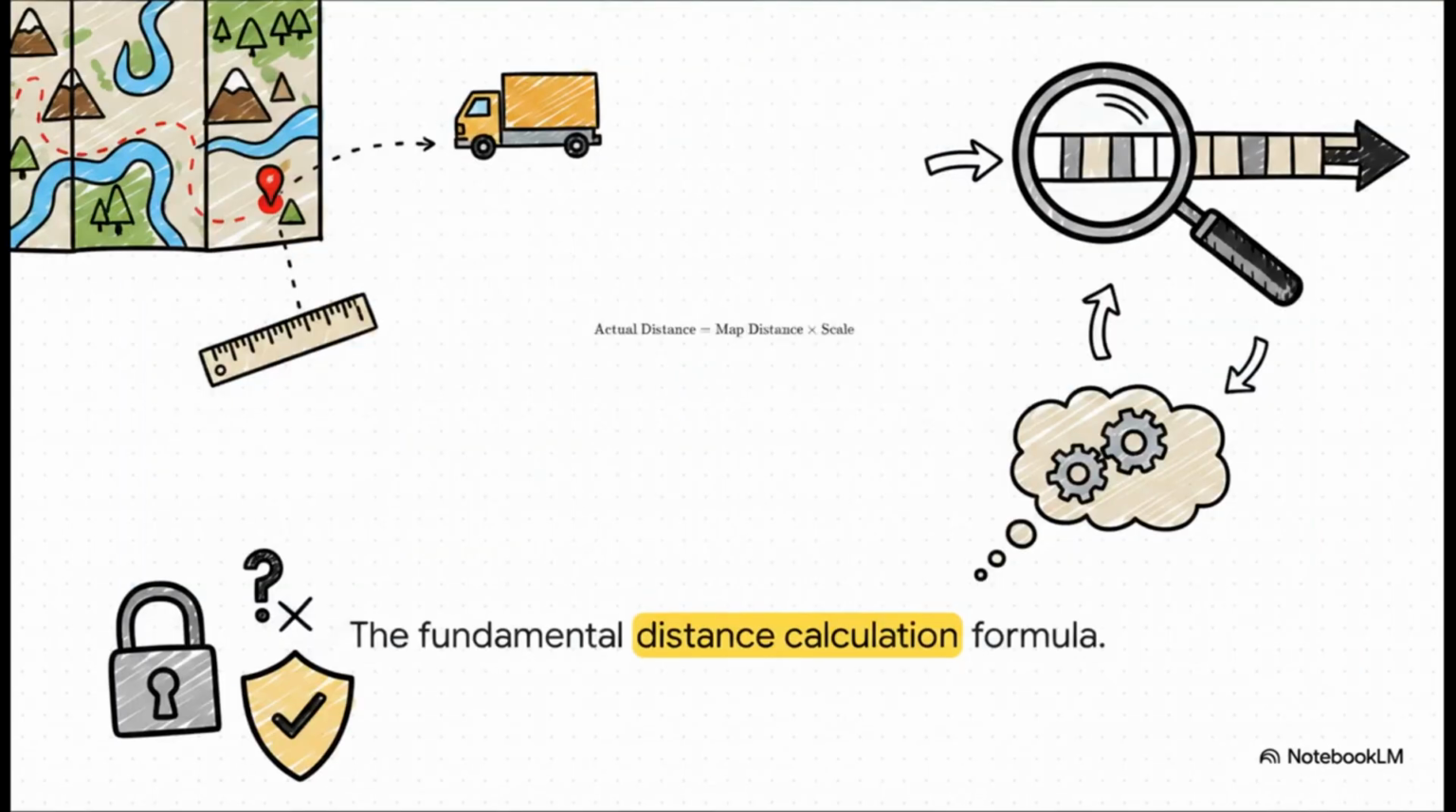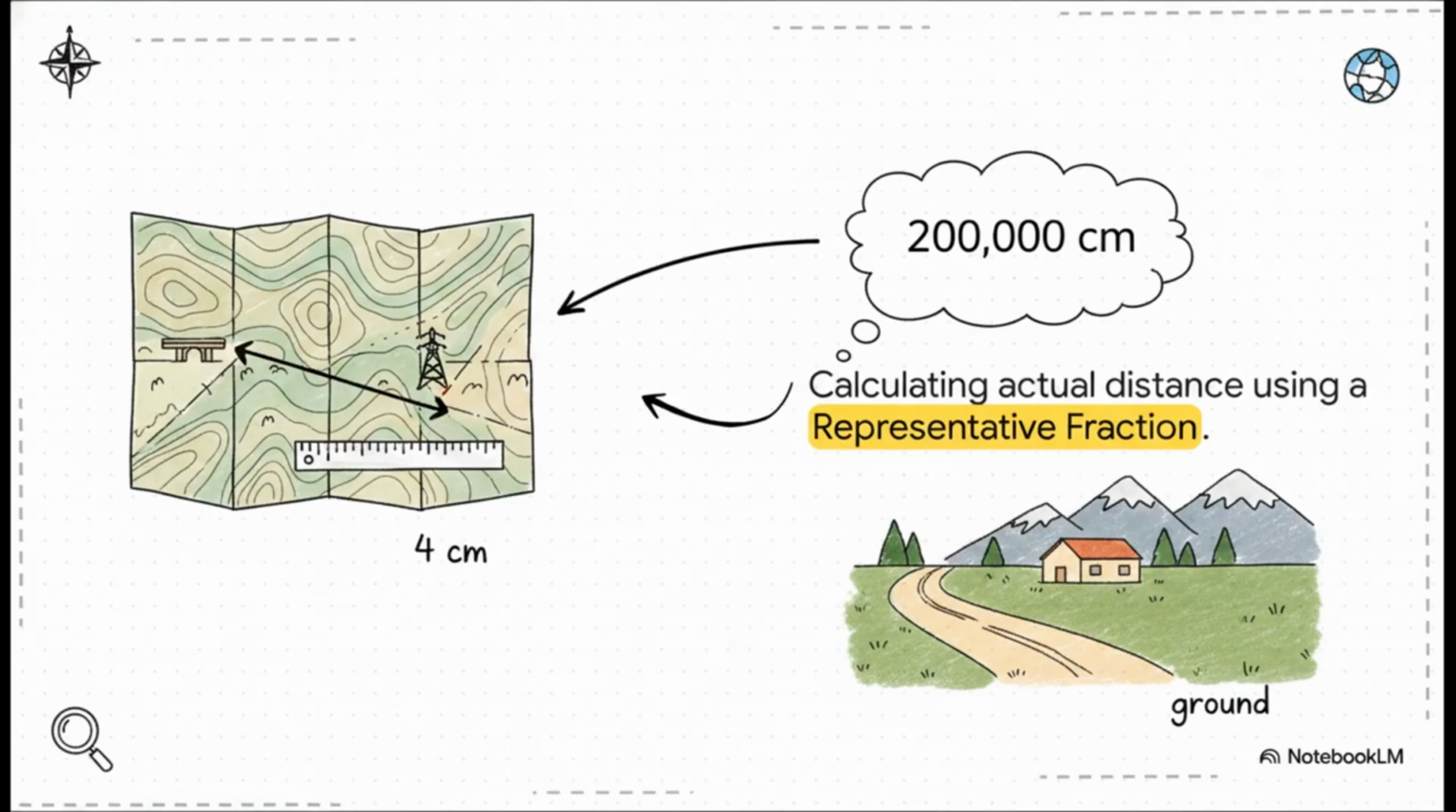To actually translate that flat map into physical logistics, we use a beautifully simple formula. Actual distance equals the map distance multiplied by the scale. Honestly, this is your primary safeguard against massive procurement and logistical errors. Let's put our planner hats on for a second here. Say you're using a representative fraction, or RF, of 1 to 50,000. What that means is 1 unit on the map equals 50,000 of those exact same units on the ground.